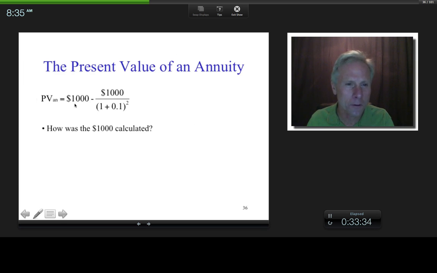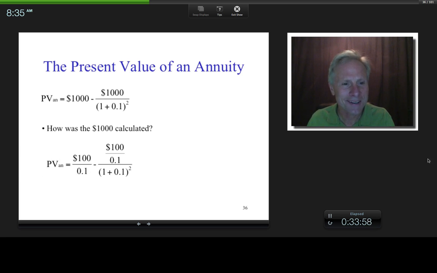Okay, so we saw the annuity was this $1,000 at time 0 minus this $1,000 at time 2, but we discounted it today, so all of this is at time 0. So how is the 1,000 calculated? Well, that was the perpetuity, right? And so what was the perpetuity formula? C over R, right? So 100 over 0.1. So if we do this longhand, we have the C over R, the 100 over 0.1, which is 1,000 there, minus, here's the 100 over 0.1, which is that 1,000 there.